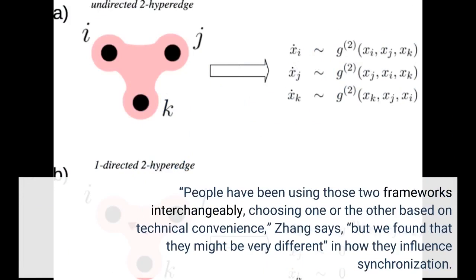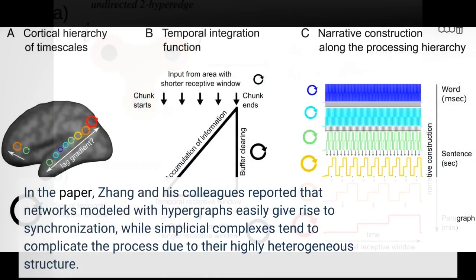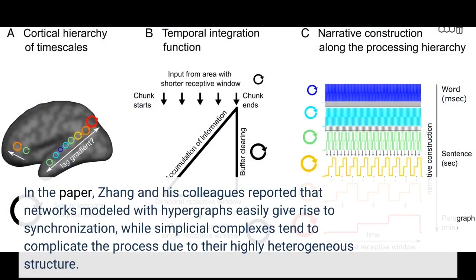People have been using those two frameworks interchangeably, choosing one or the other based on technical convenience, Zhang says, but we found that they might be very different in how they influence synchronization. In the paper, Zhang and his colleagues reported that networks modeled with hypergraphs easily give rise to synchronization, while simplicial complexes tend to complicate the process due to their highly heterogeneous structure.